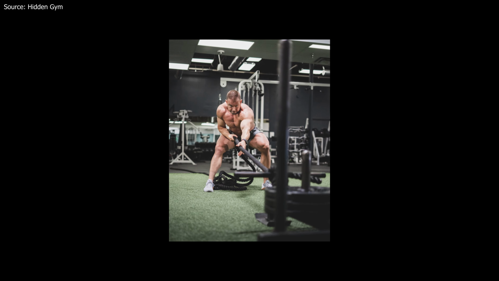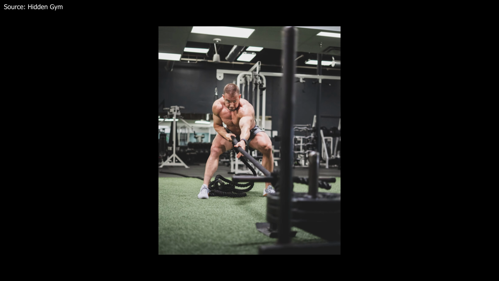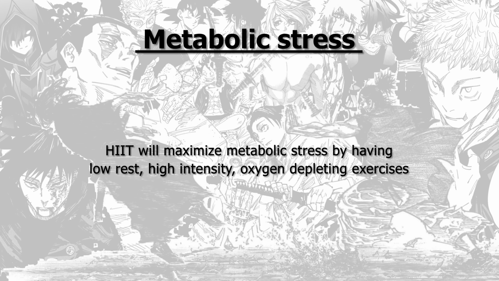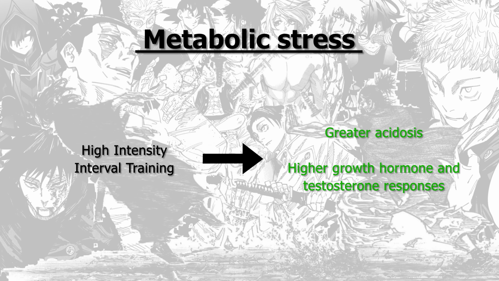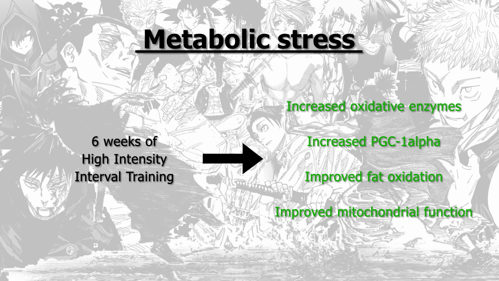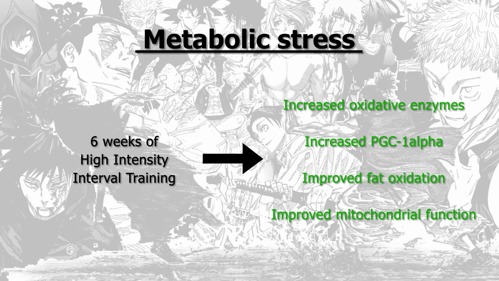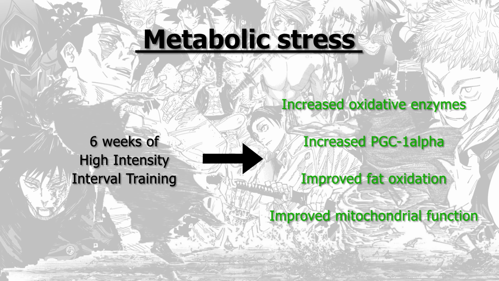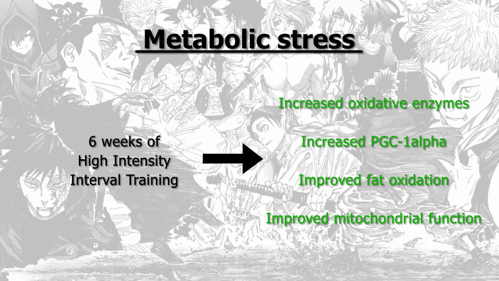Another highly metabolically stressful exercise modality is high-intensity interval training, or HIIT. It will maximize metabolic stress by having low rest, high-intensity, oxygen-depleting exercises. It can generate greater acidosis, higher growth hormone, and testosterone responses. 6 weeks of HIIT increased oxidative enzymes, increased PGC1 alpha, improved fat oxidation, and improved mitochondrial function, with far less total training time than additional endurance training.